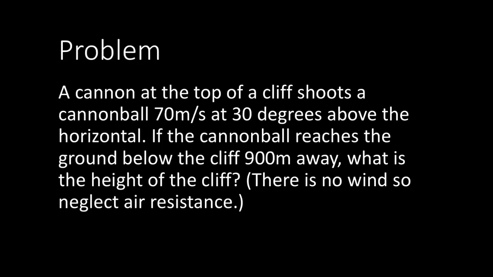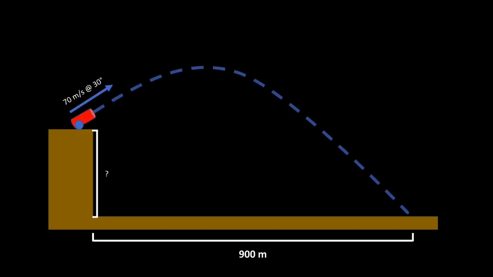So the problem is, a cannon at the top of a cliff shoots a cannonball at 70 meters per second at 30 degrees above the horizontal. If the cannonball reaches the ground below the cliff 900 meters away, what is the height of the cliff? There is no wind, so neglect air resistance.